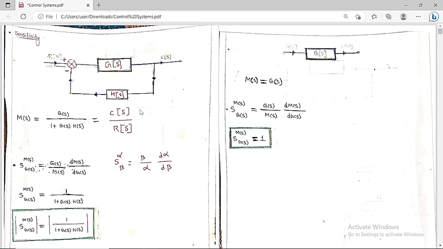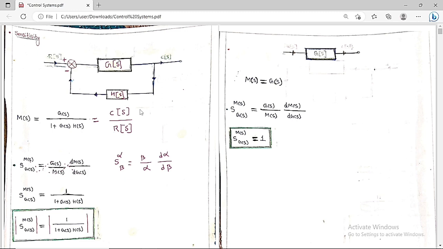Where M of S would be this result here. And if we simplify, finally we are going to get the result which is 1 by 1 plus G of S into H of S. Therefore, the sensitivity of M of S with respect to variation in G of S is equal to 1 by 1 plus G of S H of S.